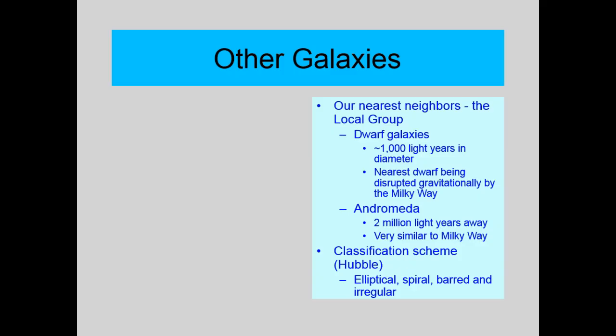The nearest dwarf galaxy to us is actually having its whole being disrupted gravitationally by us, by the Milky Way. Especially our black hole in the middle and all the stars that it has going around it, we are messing with the gravitational fields of that dwarf galaxy.